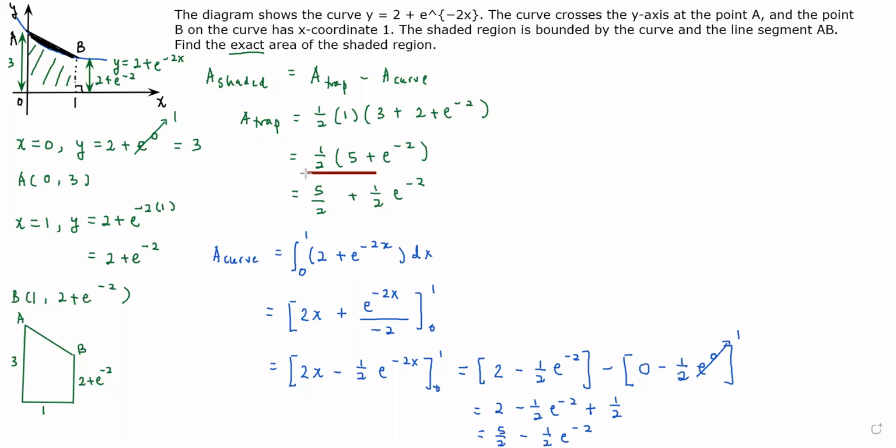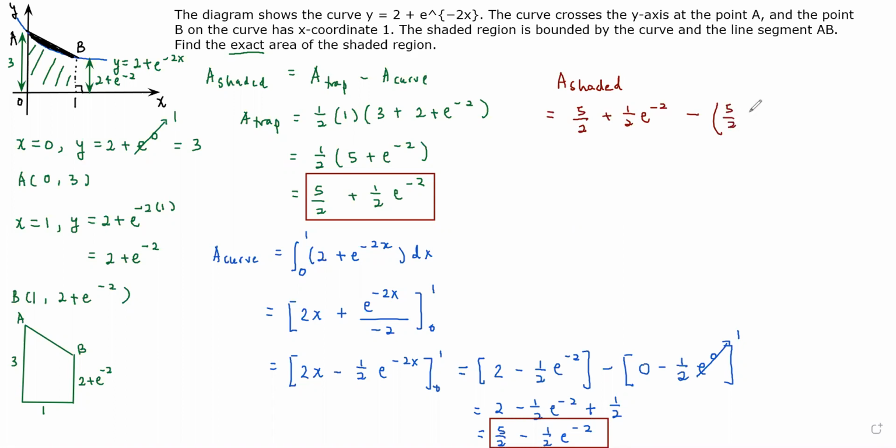We need to make use of this to find the area of the shaded region. The area of the shaded region is the area of the trapezium, which is 5 over 2 plus 1 over 2 e to the negative 2, minus the area under the curve, which is 5 over 2 minus 1 over 2 e to the negative 2. And we have 5 over 2 plus 1 over 2 e to the negative 2 minus 5 over 2, the two negatives is a positive, 1 over 2 e to the negative 2. 5 over 2 is gone, so half of e to the negative 2 plus half of e to the negative 2 is e to the negative 2. That will give us the area of the shaded region, or the exact area. Do not change to decimals.